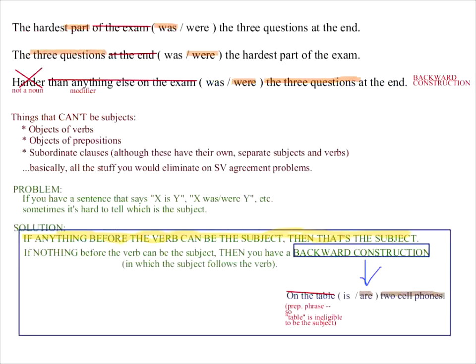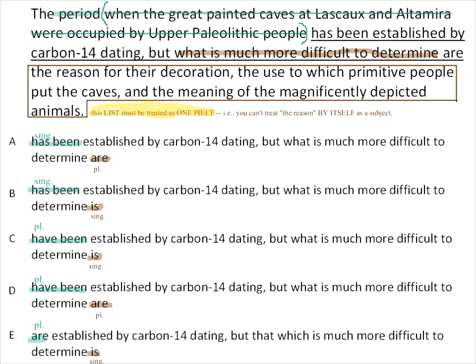But the point is, you've got to consider this. This whole list is like one word, and that would be plural. So if you had something like more difficult to determine, then this would be R. Let me give you an example of this. I'm going to try to fit it down here.